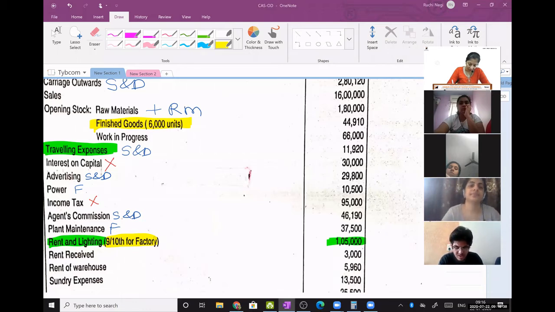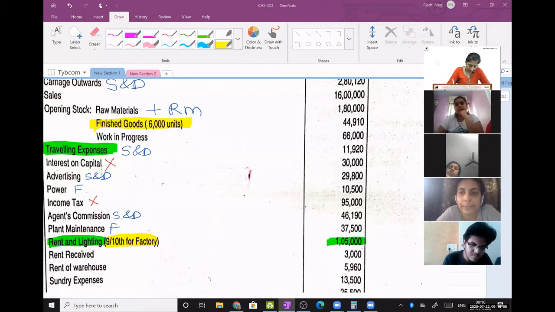Harikishan, Sanya, Shreyas, Ruchi, Asmita, Tanisha, Sonal, okay, Shruti, very good. Swapnil, no entry.